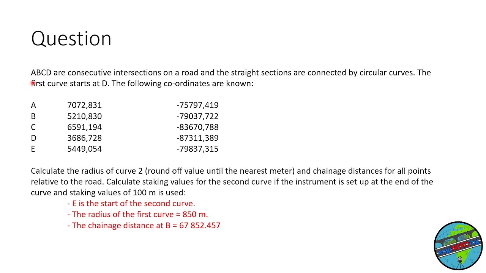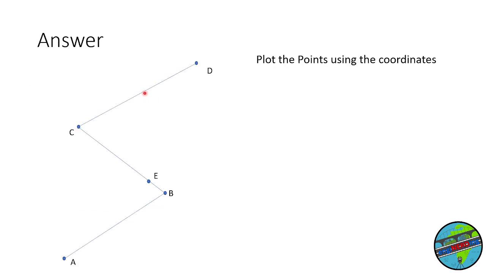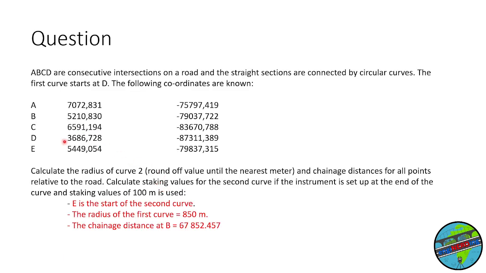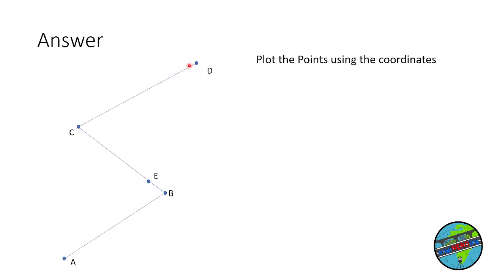The reason I said it in that sequence is because we start at D, which means from D to C, C to B, and B to A, we have consecutive points on our road. Now the next thing we need to notice is that E seems to lie on the line between C and B. If we go back to our coordinates, that's how we plotted it, but we must also see that E is the start of the second curve. So what does that mean for us? It means that we have a road that sort of goes from D to A, and E is the start of our second curve.